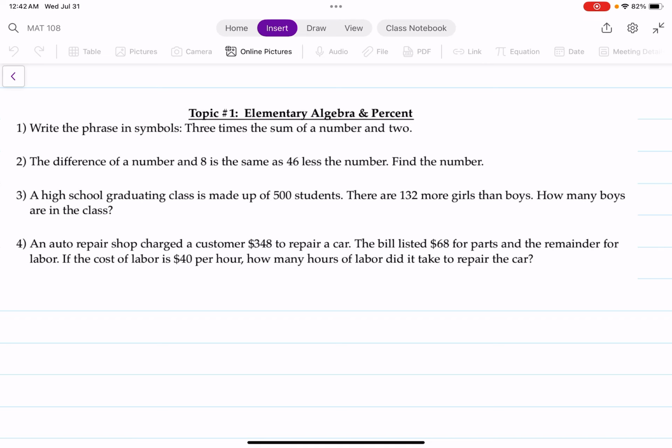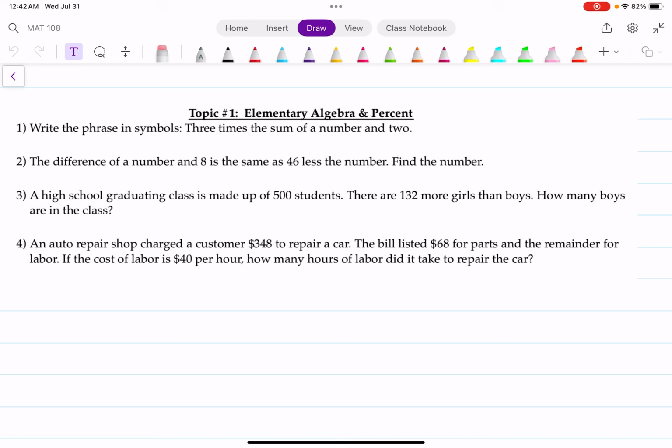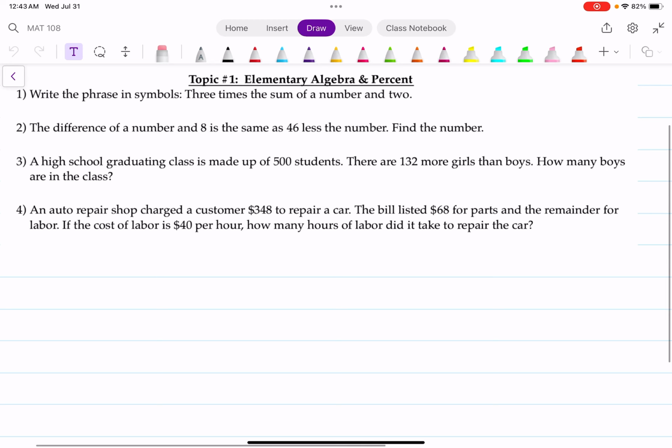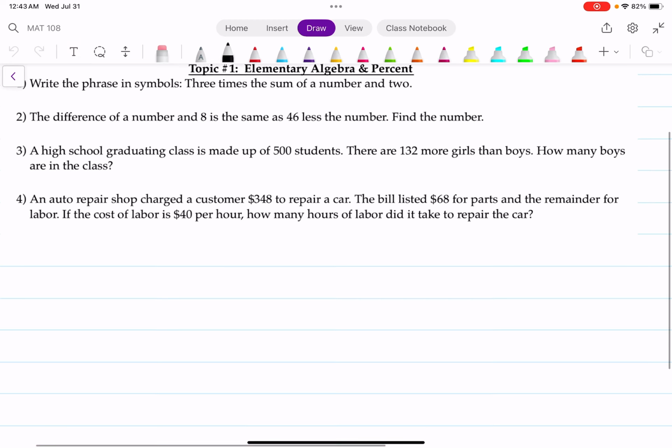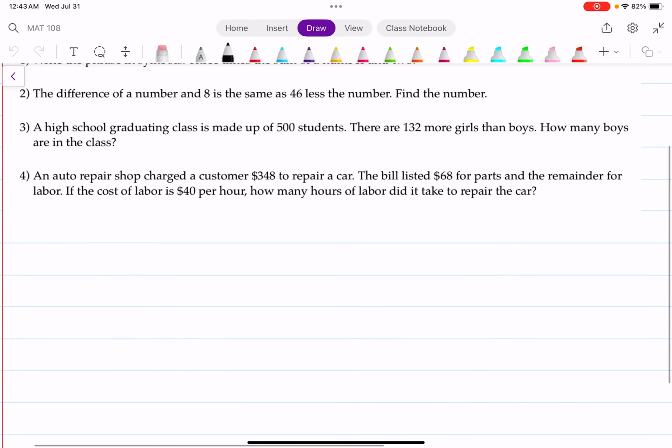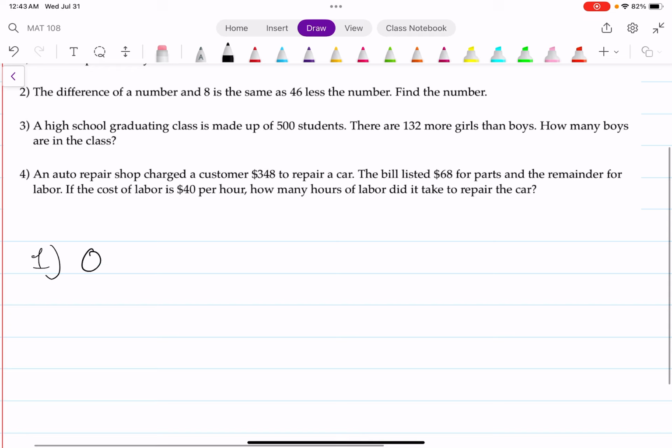So, what does number 1 say? Number 1 says you want to write the phrase in symbols. 3 times the sum of a number and 2. What does that mean? Let's write that in symbols. But before I do that, I want to establish the order of operations. So for question 1, we're going to go over the order of operations.